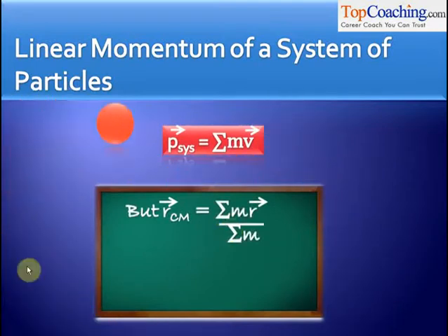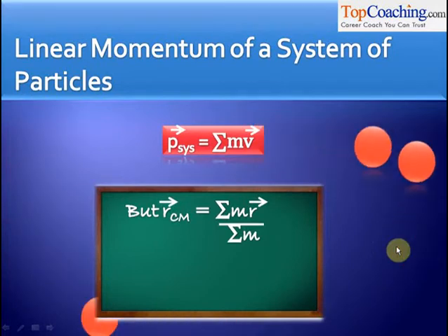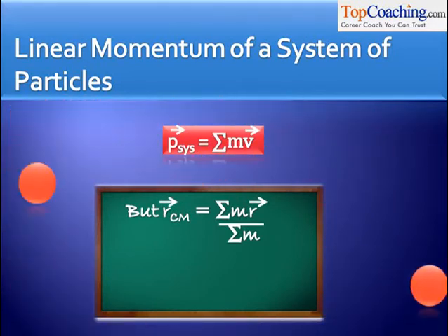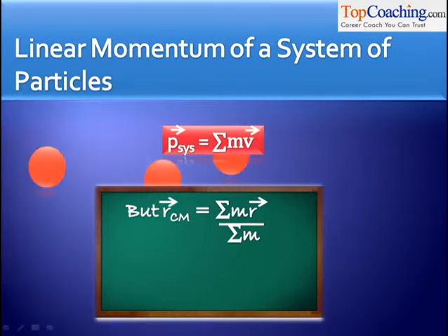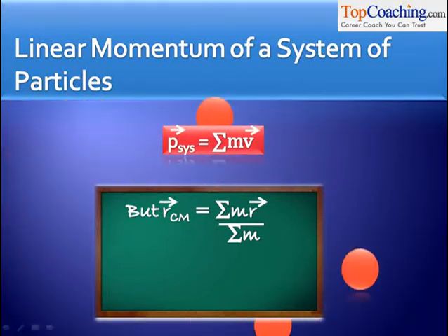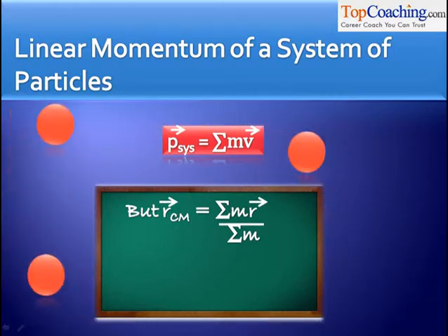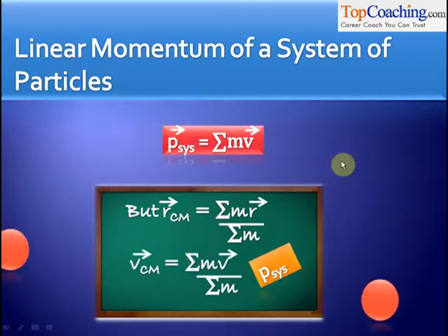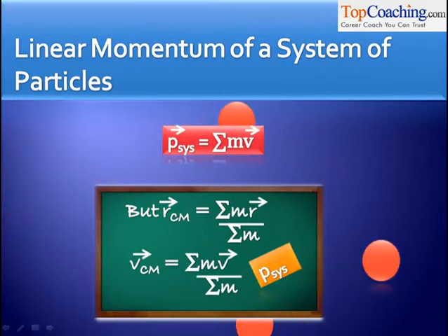Now we can derive one fascinating fact from this conclusion. You see, RCM, or the center of mass vector of any system of particles, is clearly sigma mr divided by sigma m, isn't it? After all, the center of mass vector r is m1 r1 plus m2 r2 plus m3 r3 divided by m1 plus m2 plus m3 and so on, isn't it? Therefore, differentiating this expression, we get VCM equal to sigma mv divided by sigma m.